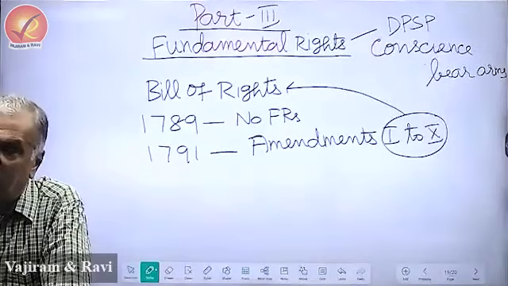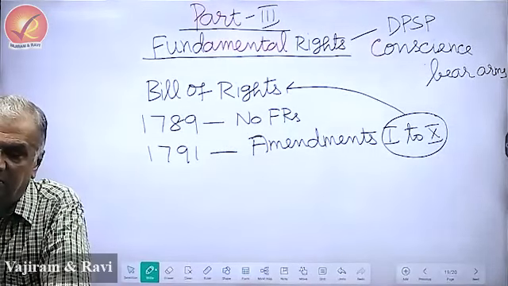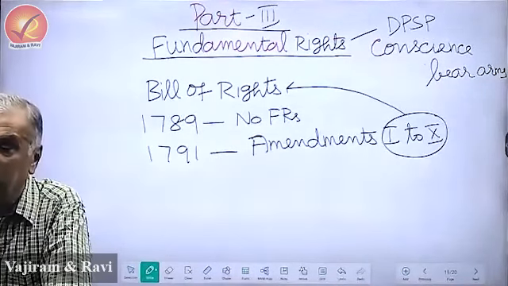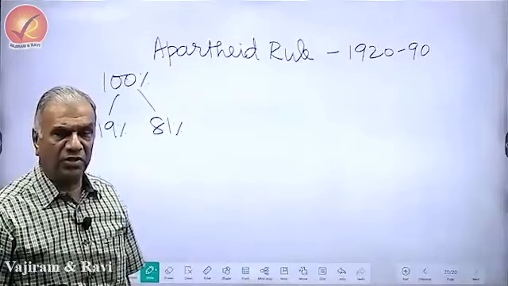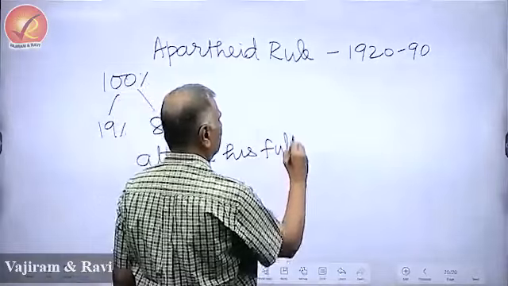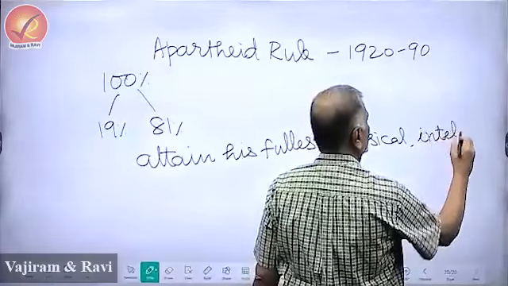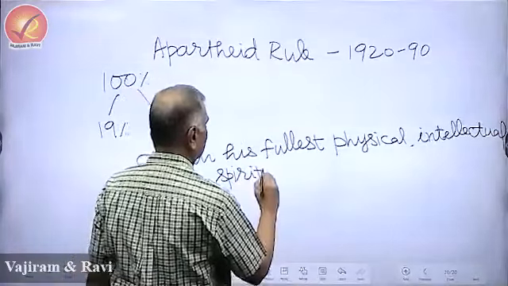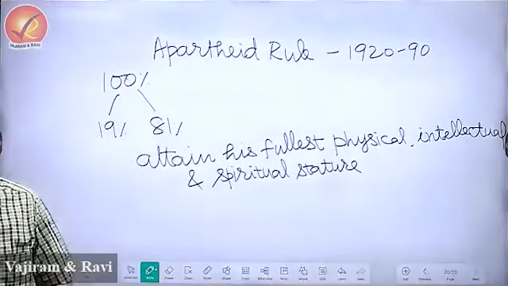The rights under Part 3 are called fundamental because they are essential for an individual to attain his fullest physical, intellectual, and spiritual stature. Full stop.